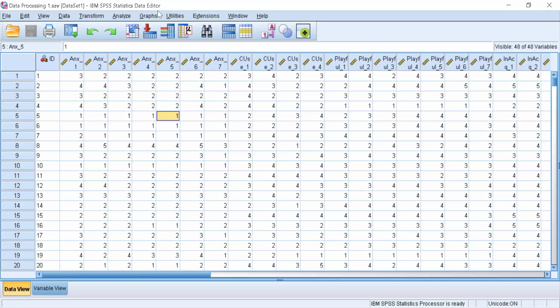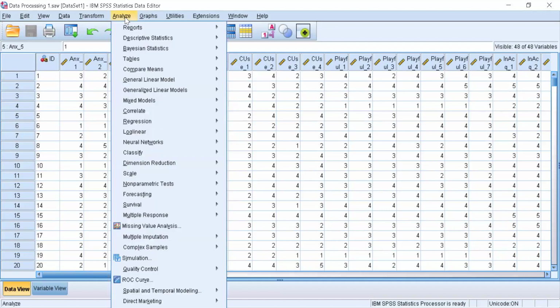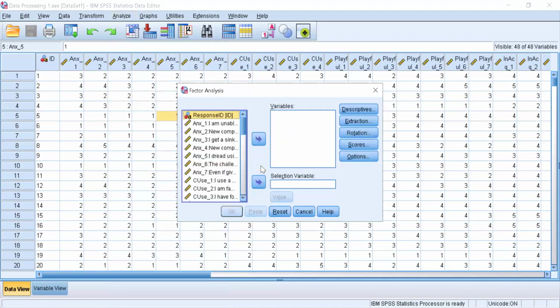How do you do factor analysis? मैं यहाँ से थोड़ा slow जा रही हूँ. You go to analyze, you go to dimension reduction. Again, I am saying you go to analyze, you go to dimension reduction, and then in dimension reduction, you have factor. This is nothing but factor analysis. You click on factor analysis. You see this new window wherein you see all the variables that are there, right? So you see all those variables that are there.